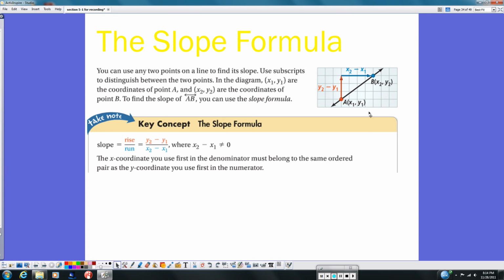So where are these y's and x's coming from? Well, they're coming from our points. We would label one of the points as x1, y1, and the second point as x2, y2. It does not matter if you labeled this point up here as x1, y1, and this one as x2, y2. The slope will come out the same regardless.